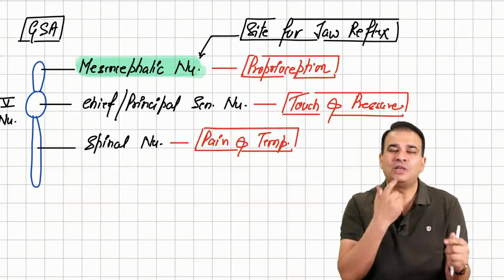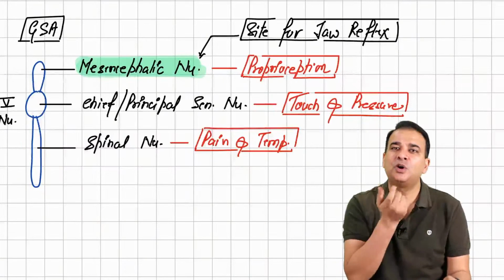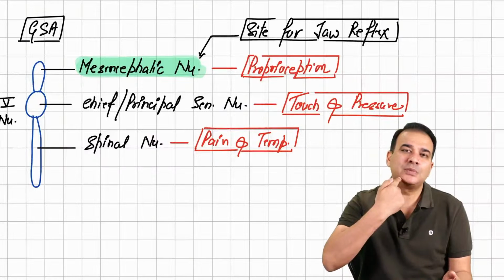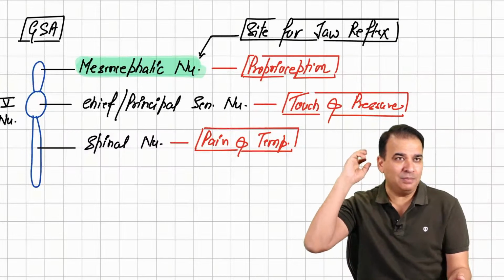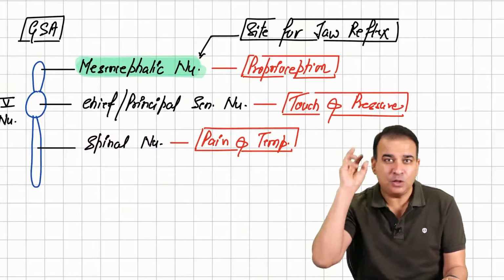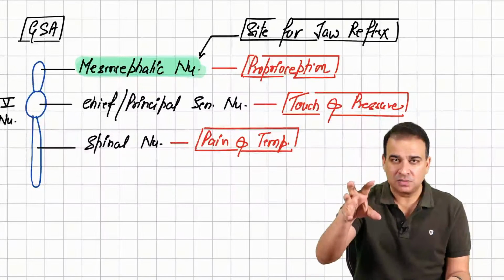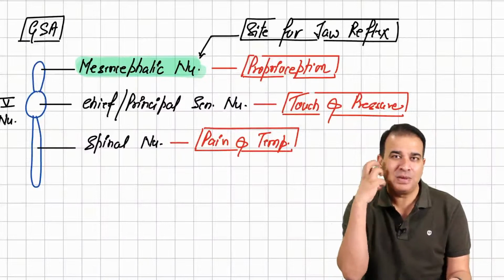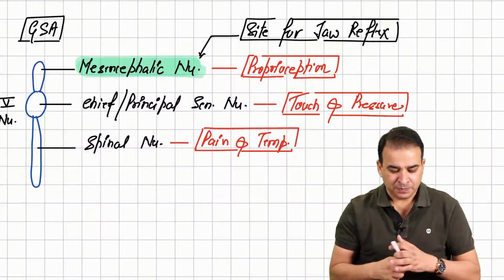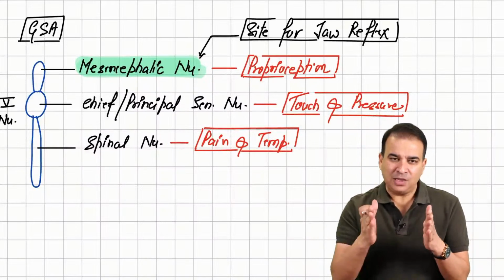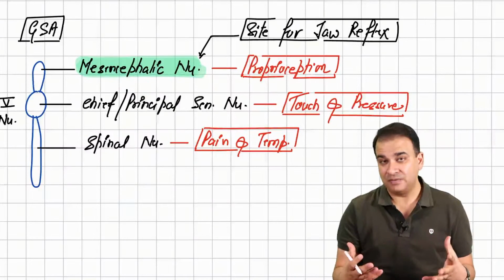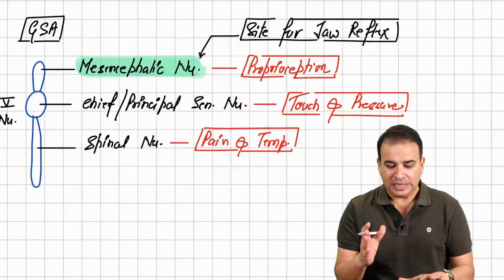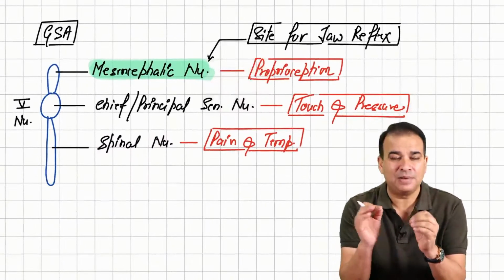For example, when you tap your jaw with the hammer for the jaw reflex, you send the proprioception inside, and it goes into the mesencephalic nucleus. Then the mesencephalic nucleus guides those sensations toward the motor nucleus so that the reflex takes place. Your masseter muscle will contract, right? And by the law of physiology, all the deep tendon reflexes are monosynaptic reflexes.